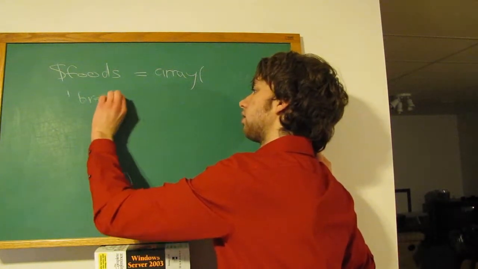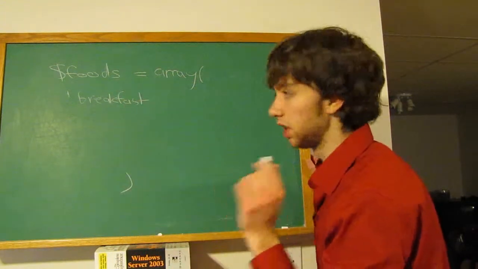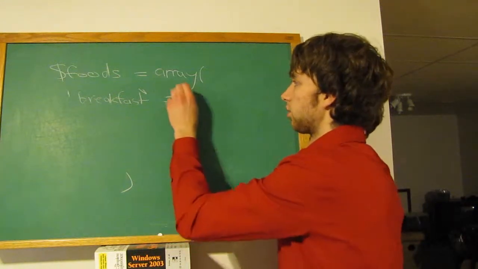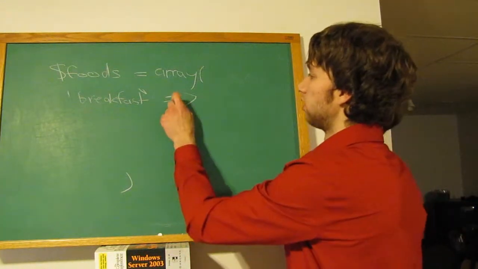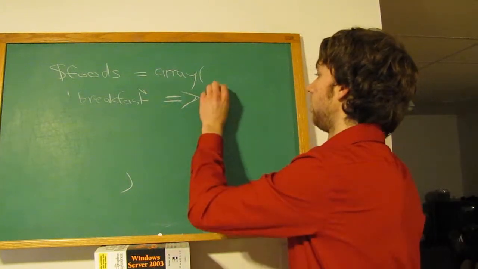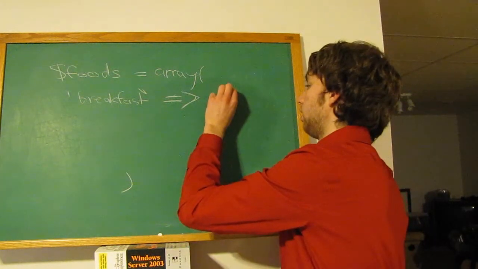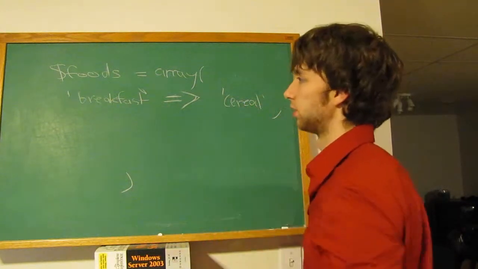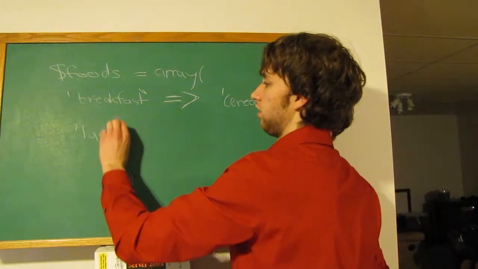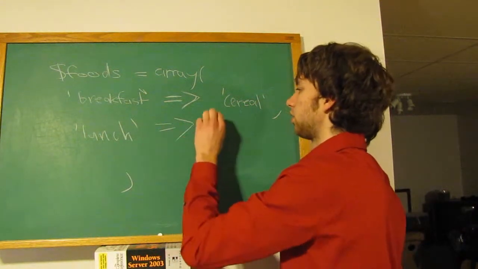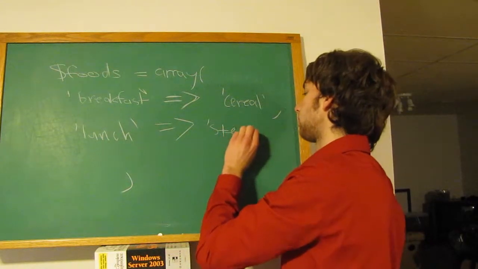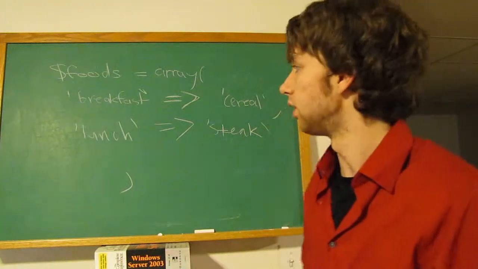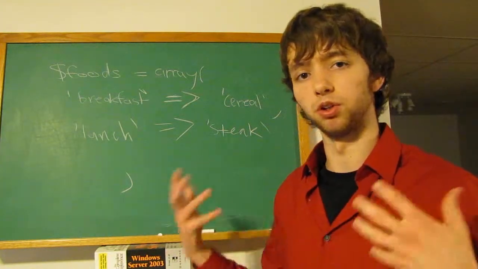breakfast, and then we're going to close the string, of course, put an equal sign, and then a greater than sign. So it looks like an arrow. Equals, then greater than, and then assign that a value, whatever you want, cereal. And then you put a comma, which allows you to do the next one. Lunch, steak, and so forth.